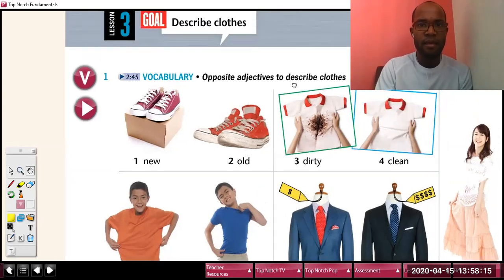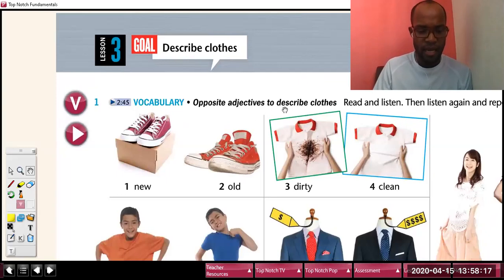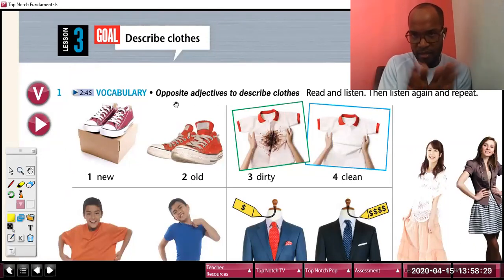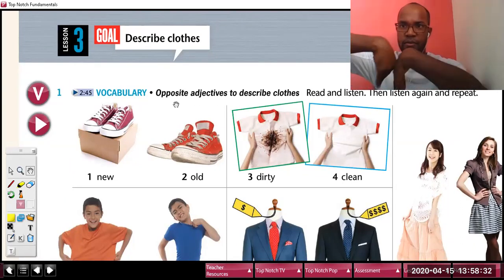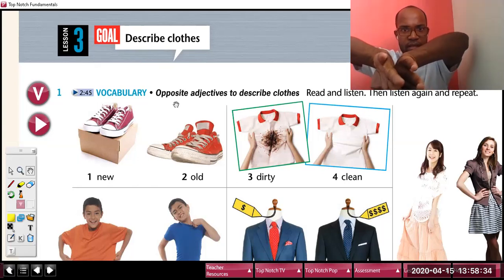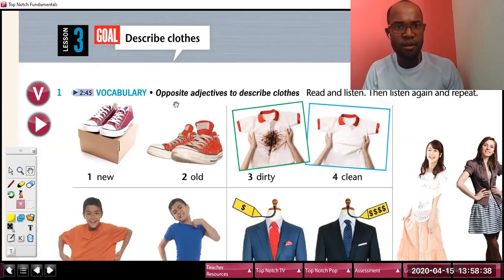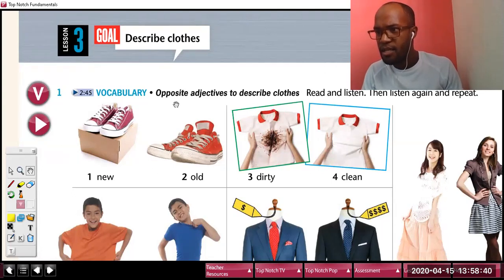Here, we are going to learn how to describe clothes. Let's listen to the pronunciation of the vocabulary about opposite adjectives. Opposite means different, right? Contrary, right? Contrary, that is opposite. So let's listen to the pronunciation.